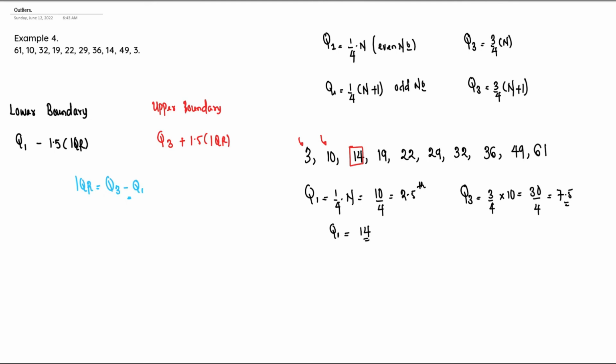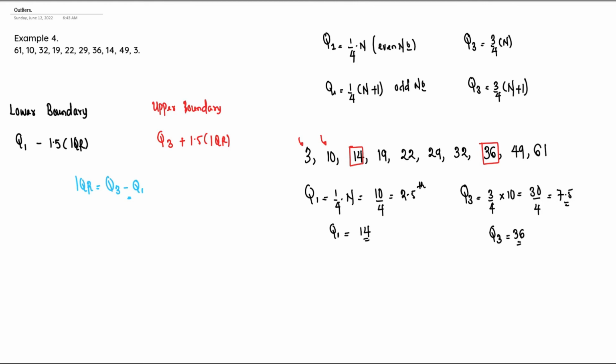So this is the first, this is the second, this is the third, this is the fourth, this is the fifth, this is the sixth, this is the seventh. So the 7.5 is going to be right here. This value right here, which is 36. So that means our third quartile is going to be equal to 36. So Q3 is actually going to be equal to 36.